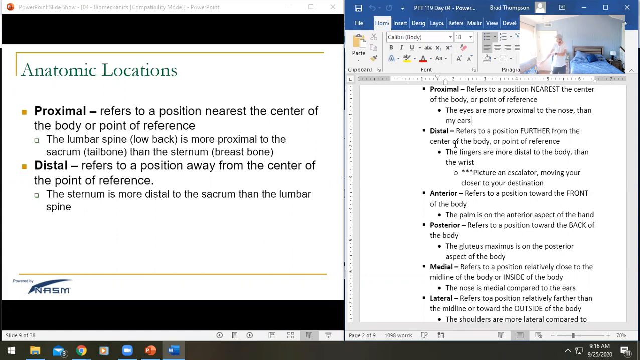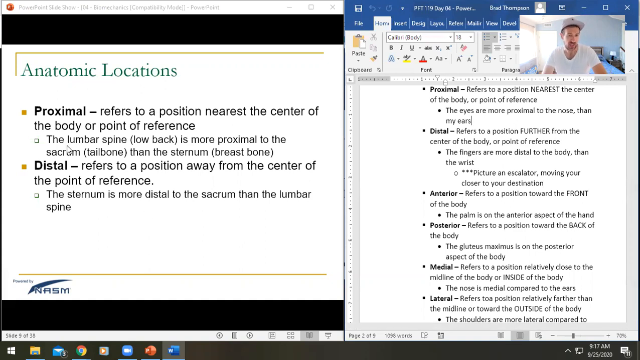So my elbow is proximal compared to my wrist, but my shoulder is proximal compared to my elbow. This is closer than this. This is closer than this. This is closer than that. So in these scenarios, it becomes really handy when you're talking about the arms and legs to use proximal and distal. Proximal is whatever's going to get you back to the center of the body fastest. Distal is whatever's going to get you back to the center of the body the slowest.